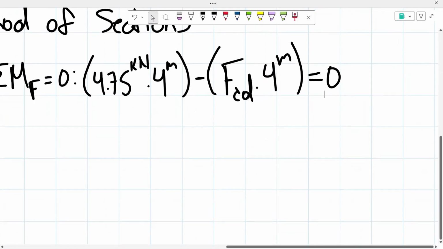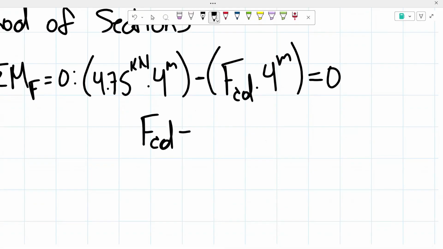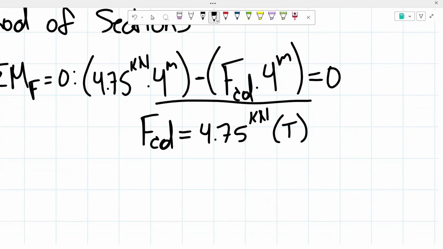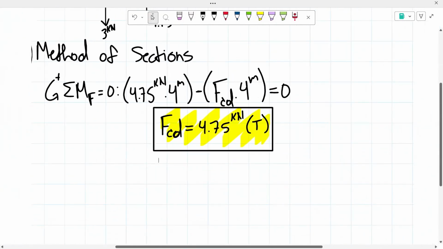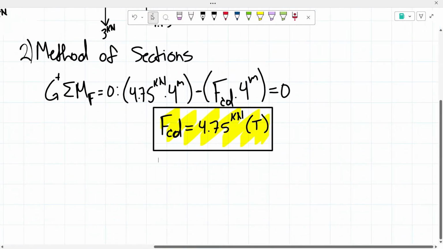So from here, if we were to determine the value of the force of bar CD, we would end up getting a value of 4.75 kilonewtons. And since we got a positive number, that means that we assumed correctly. So it is true that it will be in tension. So with that, we already determined the force of bar CD.